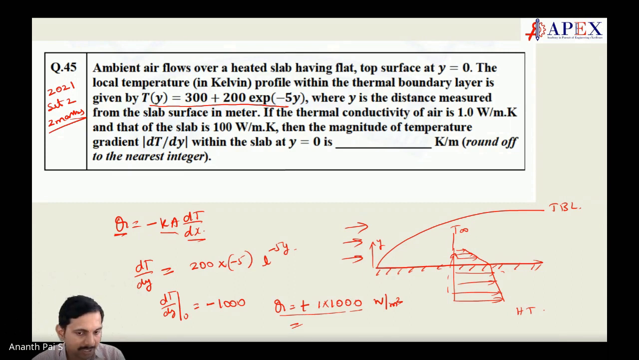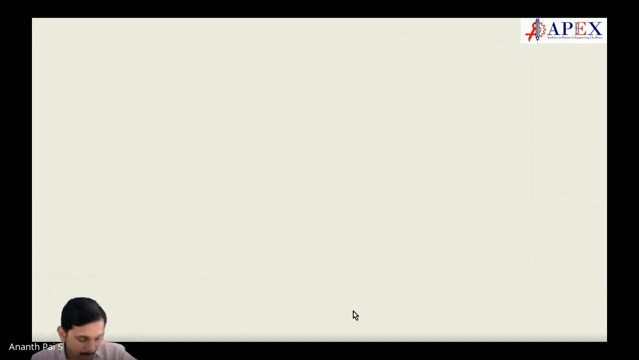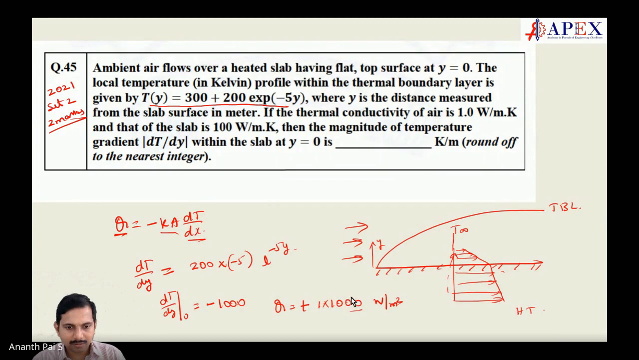That would be the heat transfer rate. Now this heat transfer rate is in the air. The same heat transfer rate goes with the slab also. Since it is the same, Q is equal to K into dt by dy. Here, this is K, this is dt by dy.